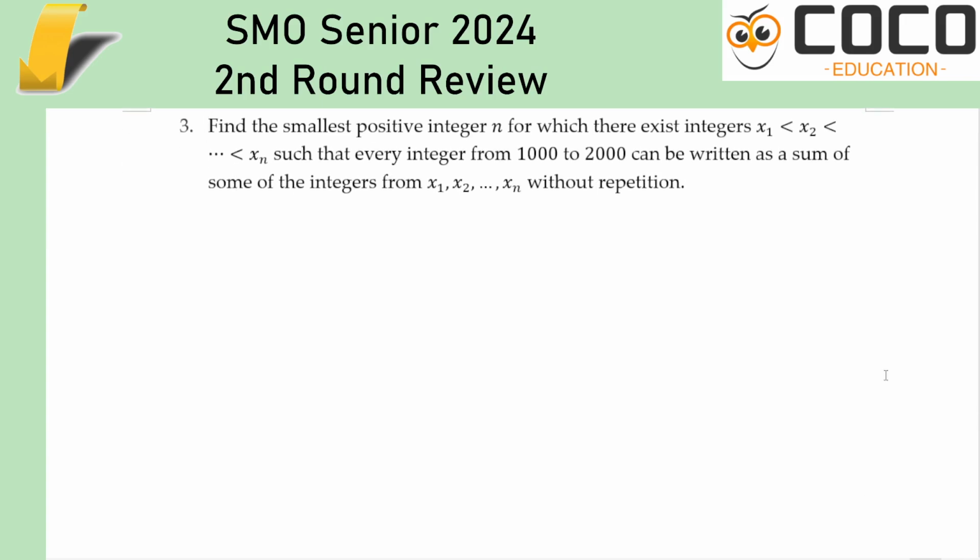So find the smallest positive integer n for which there exist integers x1, x2 up to xn, such that every integer from 1000 to 2000 can be written as a sum of the integers from x1 to xn without repetition. So this is a 2-part question. You're supposed to give me n, show me how to select the n numbers, as well as to show me why we cannot do it with even fewer.